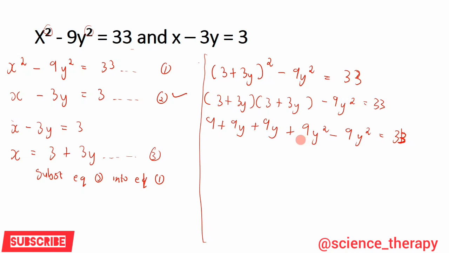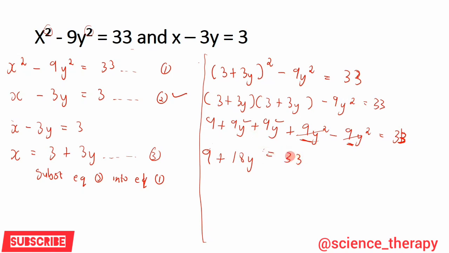At this point, you can see that we have like terms, this one and that one, and also these are like terms, right? So what do we do with like terms? We either add or subtract them, right? So with this one, we have 9 here. Let's drop this 9. Then we have 9y plus 9y, that gives us 18y. But here you can see that these are like terms but with opposite signs. This one is positive, this one is negative. So what happens? They cancel out. That gives you 0, right? Then we are only left with 9 plus 18y is equals to 33.